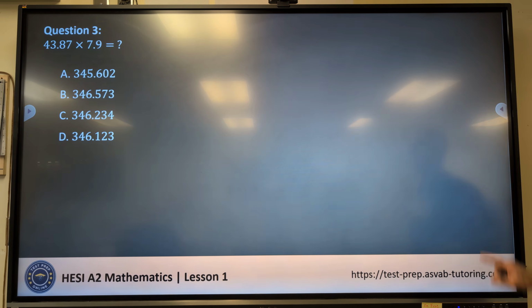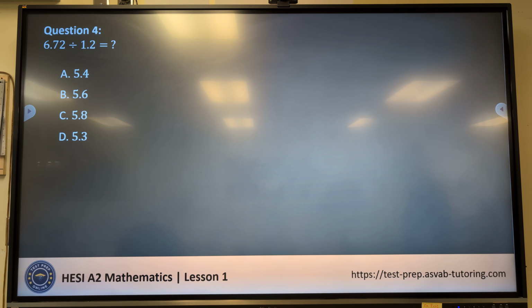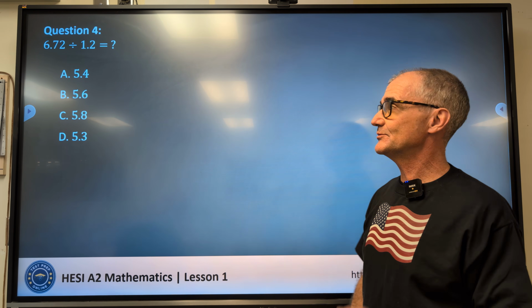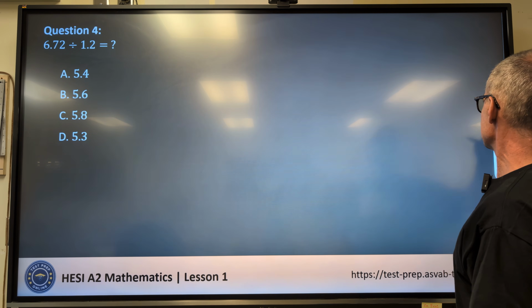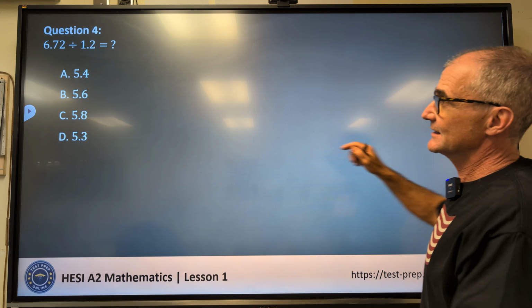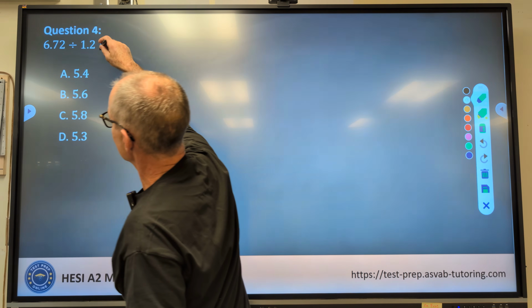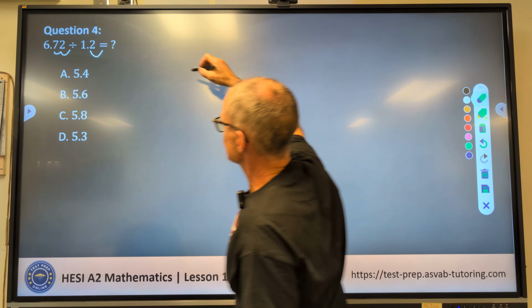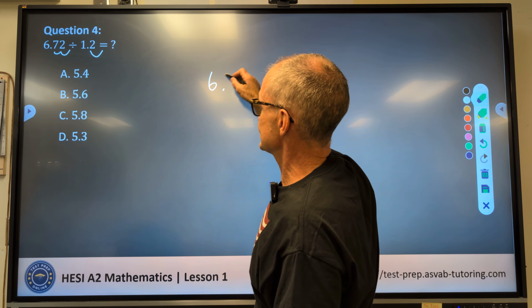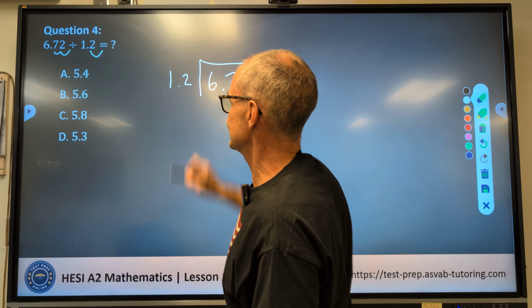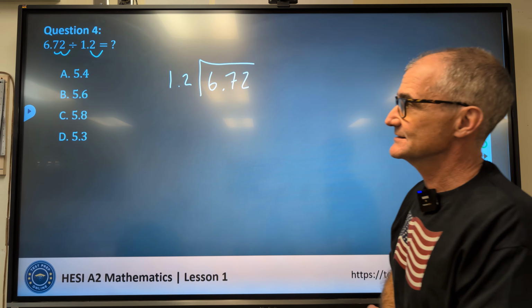Okay, moving right along to problem number 4. 6.72 divided by 1.2. This is going to be pretty similar. I'm going to do division and then keep track of these decimal places over 1, 2, 3. So I have 6.72 divided by 1.2.